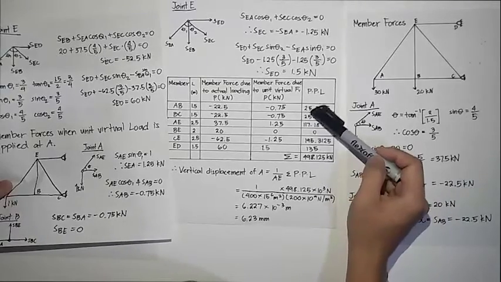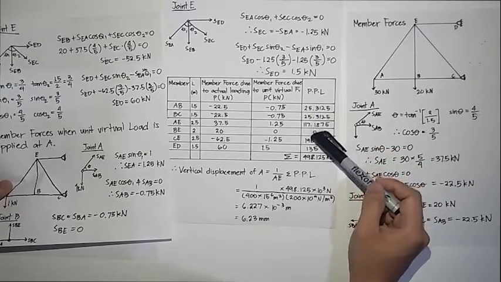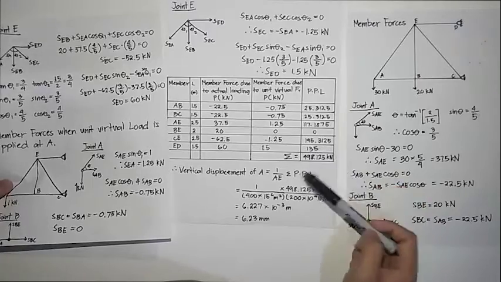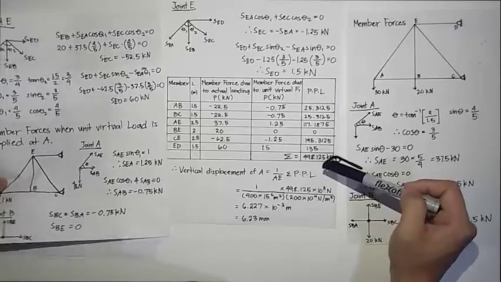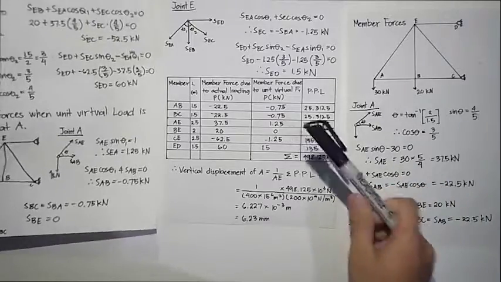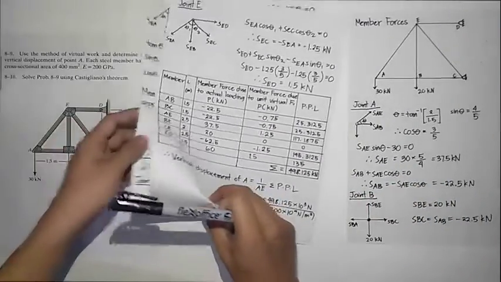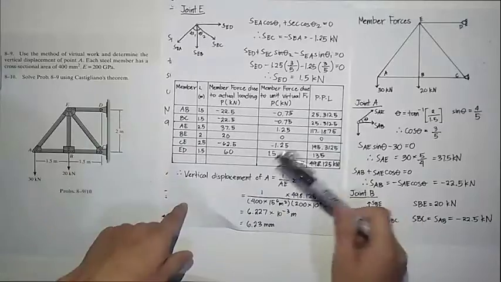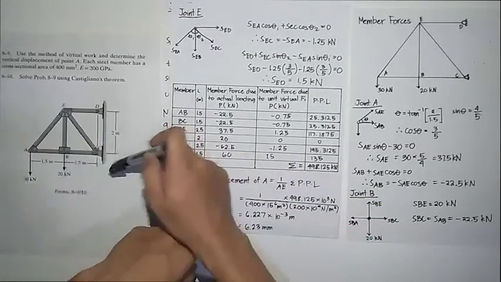So, i-summation lang po natin lahat po ito. I-add lang po natin ito. And makukuha po natin ang 498.125 kN. So, ngayon, nasa huling yugto na po tayo sa pagsusolve nitong structure.